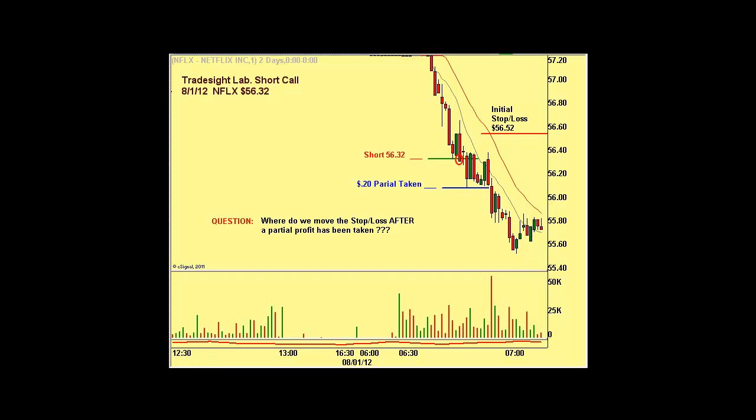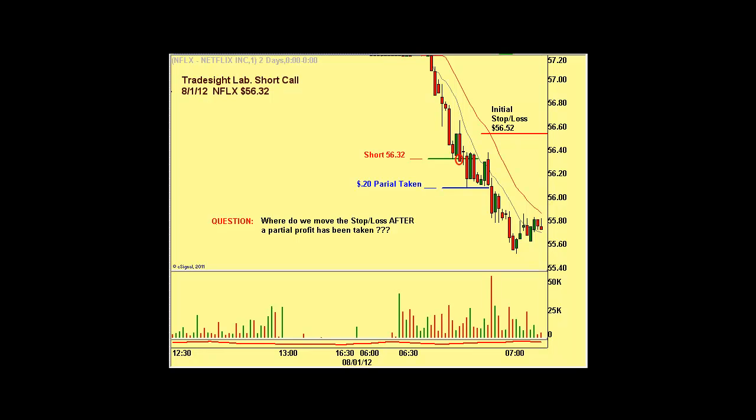This chart illustrates the 56.32 entry that hit with the initial stop loss at 56.52. When the trade hit, it moved fairly quickly for almost a quarter, where we took our initial profit following our guidelines. The question is, where do we move the stop loss now to minimize our risk and ensure a profitable trade?